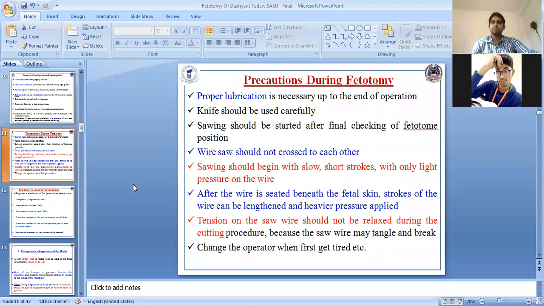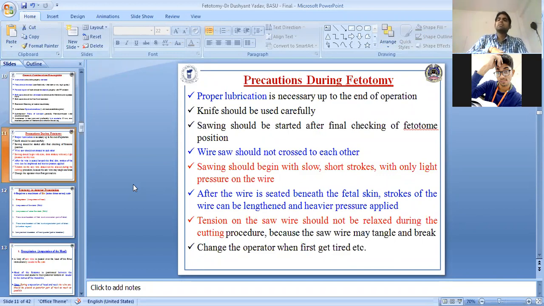What is the precaution? Precaution is that proper lubrication is necessary and knives should be used very carefully. So many things are in the precaution list. But there are 2 main precautions. The sewing should begin with slow and short strokes. What is the slow and short stroke? What is the stroke?